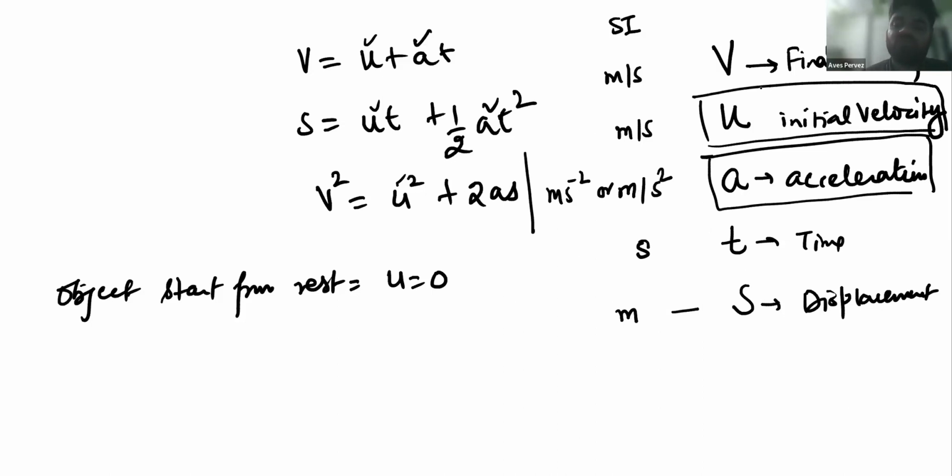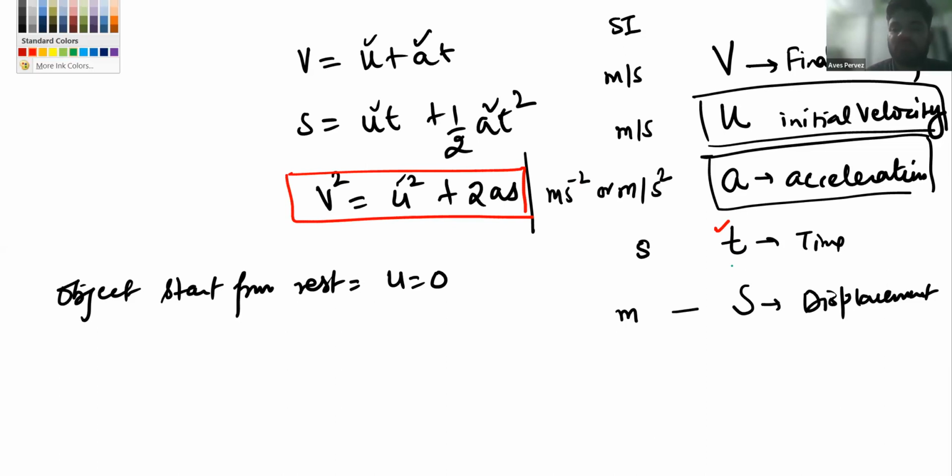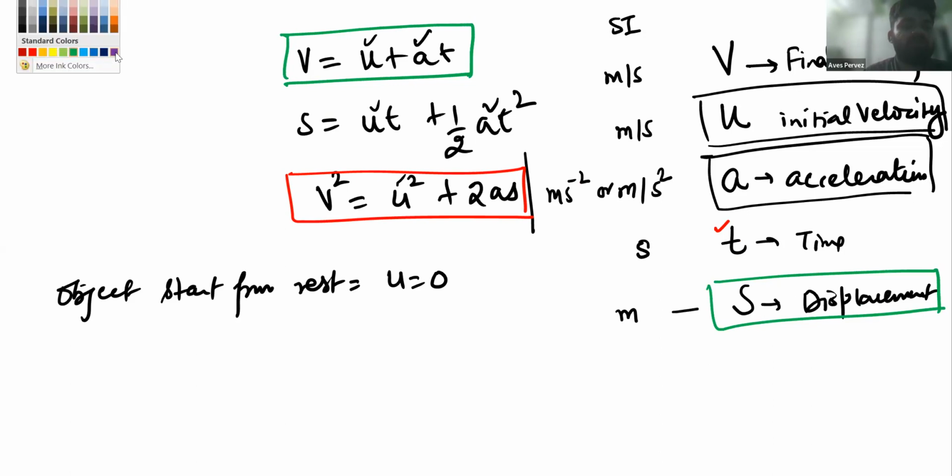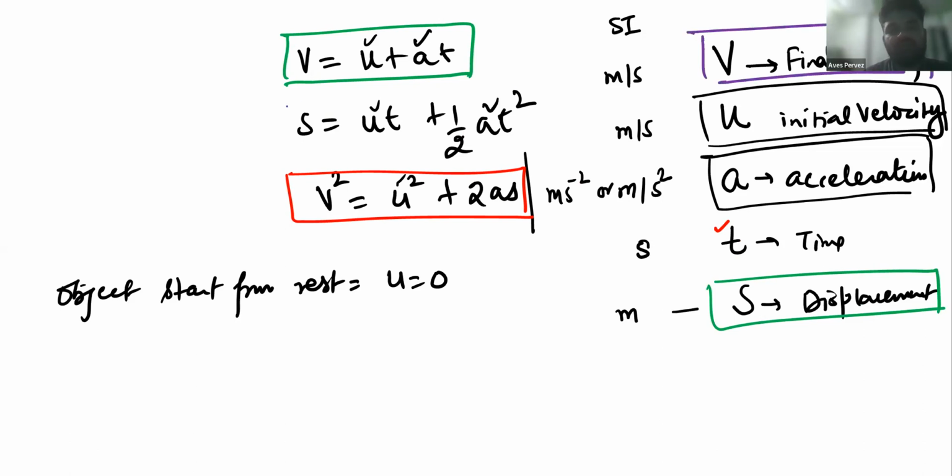Out of these five things, two will be common in all, that is u and a. And one thing will be lacking in each equation. For example, in the first equation, no s is given, neither asked. In the second equation, v is neither given nor asked. And in the third one, time is not given.